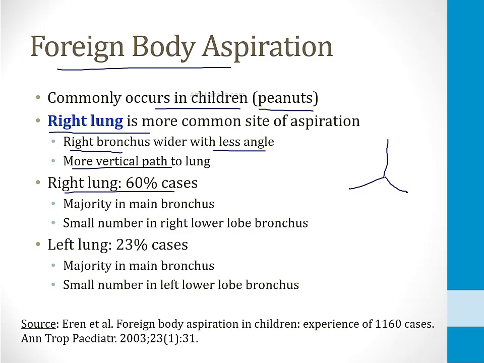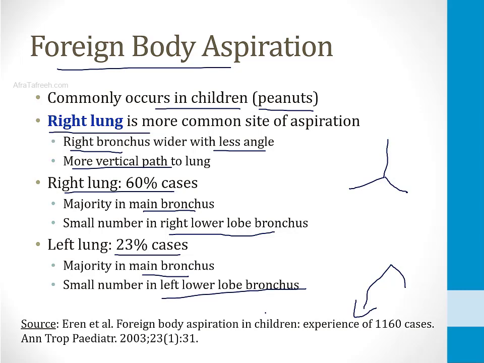So about 60% of cases, aspiration ends up in the right lung, usually in the main bronchus. A small number of cases are in the right lower lobe bronchus. The left lung happens in a minority of cases, about a quarter. It's usually the main bronchus. A small number occur in the left lower lobe bronchus. And here's a reference at the bottom of the screen here if you want to find out where I got all this information from.